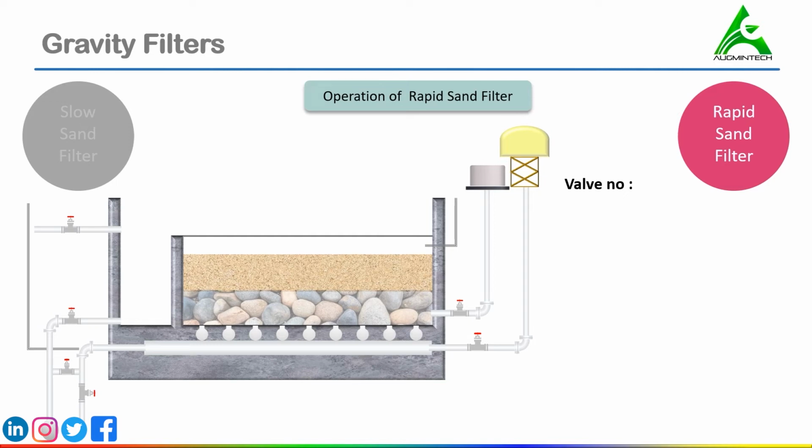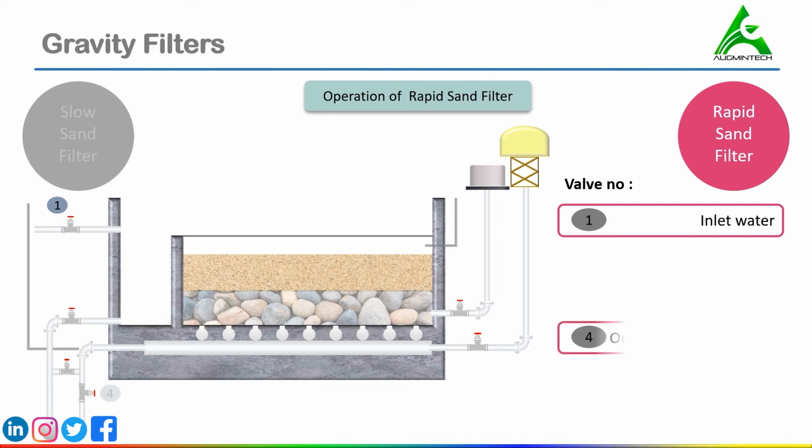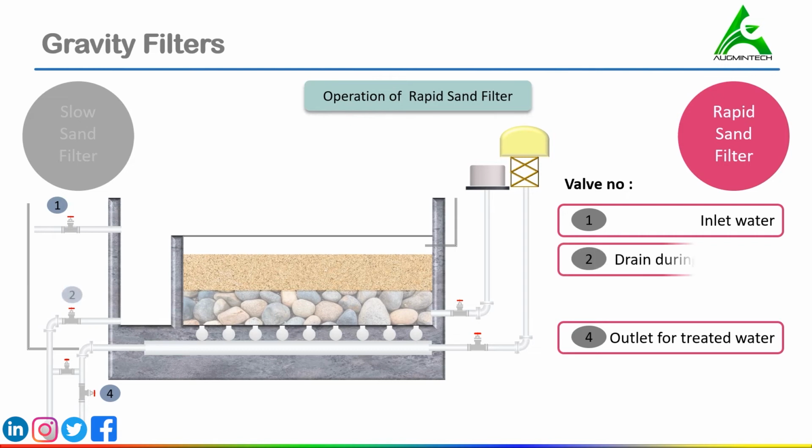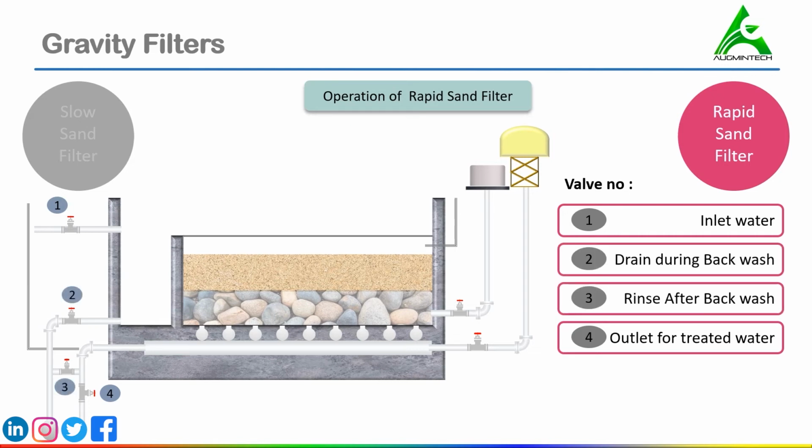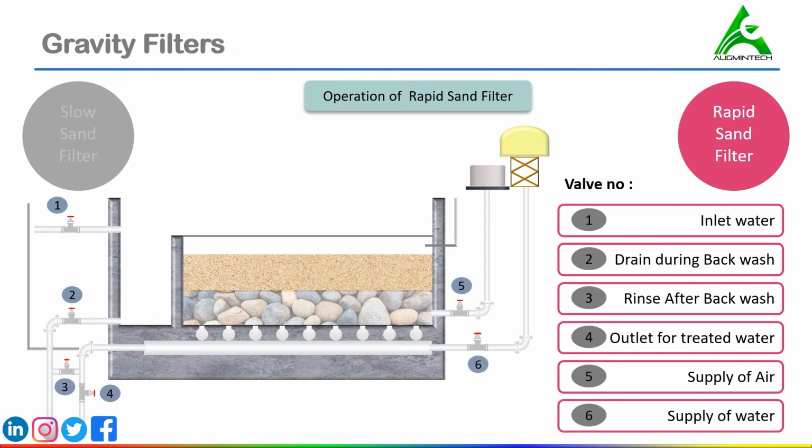First we have valve number 1, that is for the purpose of admitting the inlet water from the sedimentation tank. Next, valve number 4 is allowing the filtered water to the storage tank, whereas valve number 2 and valve number 3 are for drain purpose, and valve number 5 is for air supply from the air compressor unit, and valve number 6 is for water supply during the backwash process from the wash water storage tank.